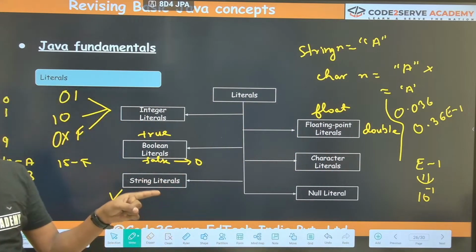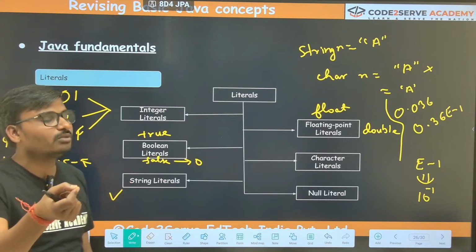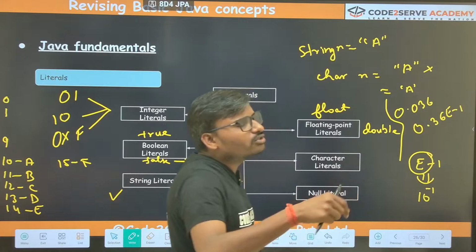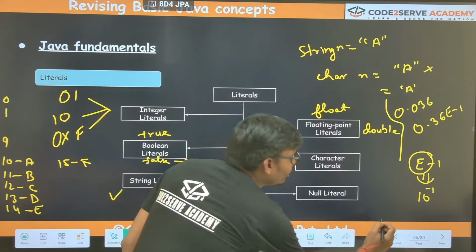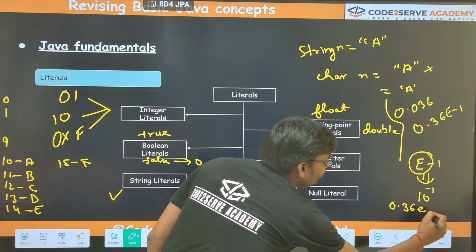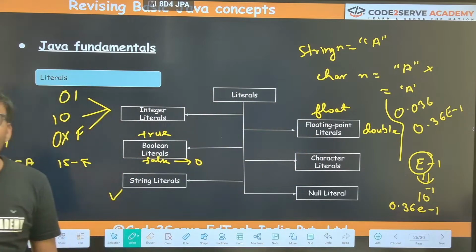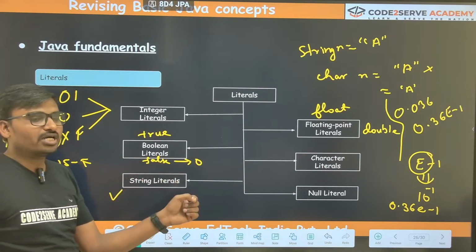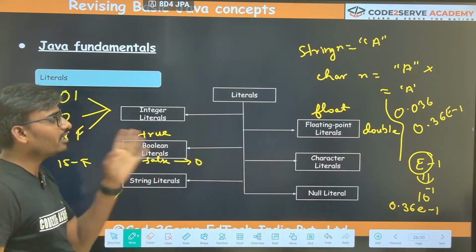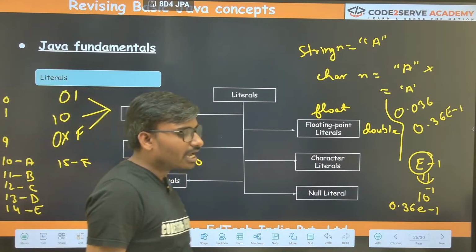E to the power, e minus 1 means 10 to the power minus 1. You can use either capital E or small e, like 0.36e minus 1. So both are correct. Either capital E or small e, both are absolutely correct. Now let's move toward the character literals.